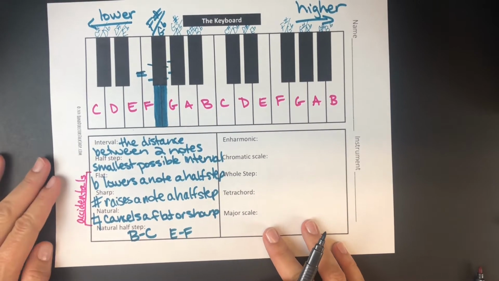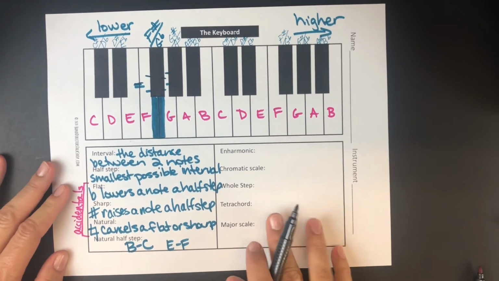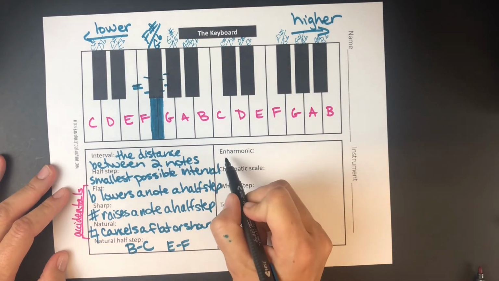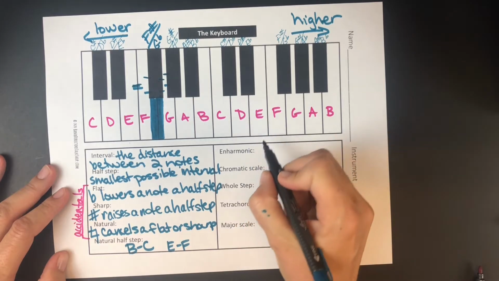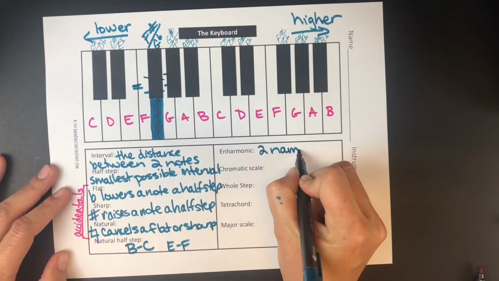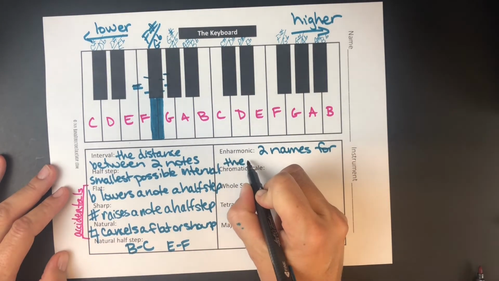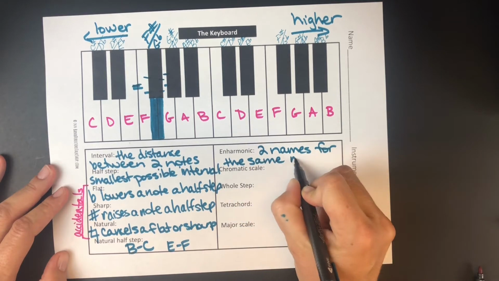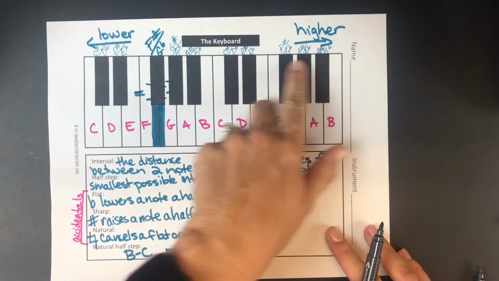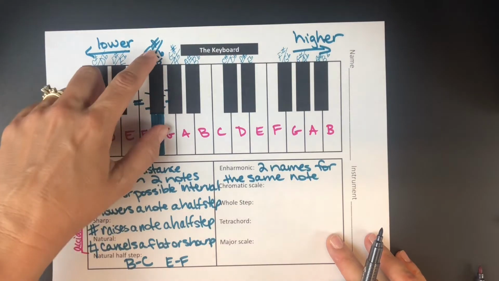Okay, the next one, and I gave you the definition, but I didn't tell you what it was when I said it last time. Enharmonic. You should practice saying that word. Enharmonic. Enharmonic. Okay, it's a fancy word. It means two names for the same note. So, knowing that, look up here, and you're going to see that those are actually enharmonics. They are two names for the same note.